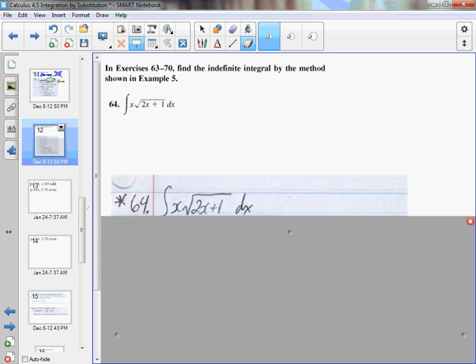Find the indefinite integral by the method shown in example 5. Now, very few students are going to look back at example 5. You are now, because I just pointed out that human nature says, I don't need no stinking example 5. I can figure this out. All right, let me just work this one. Once I've worked this one, then maybe you can make example 5 make sense to you, okay?